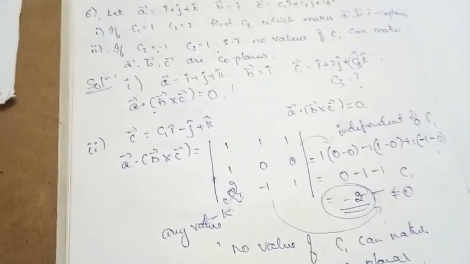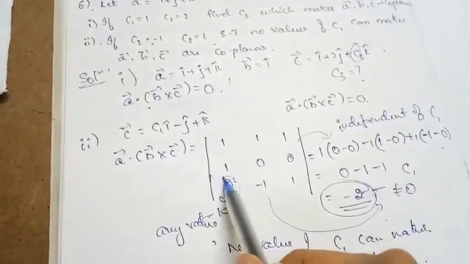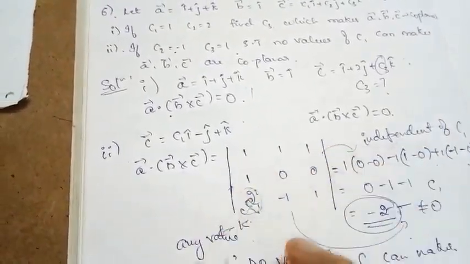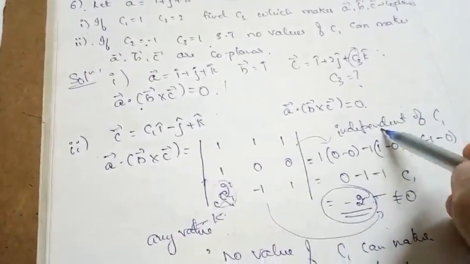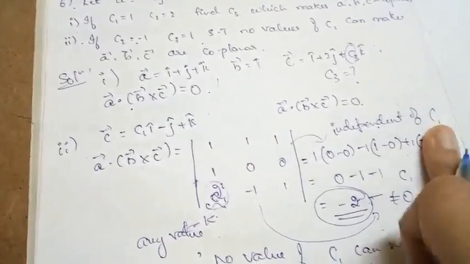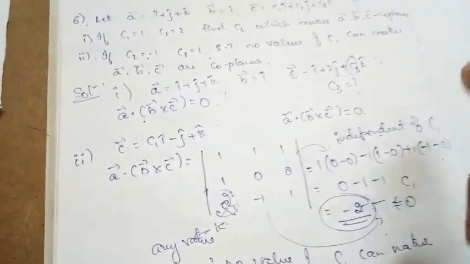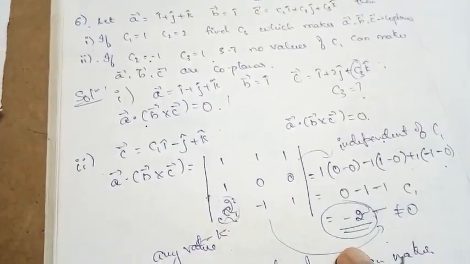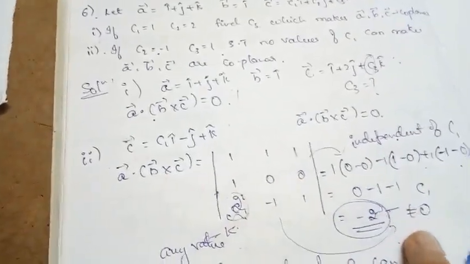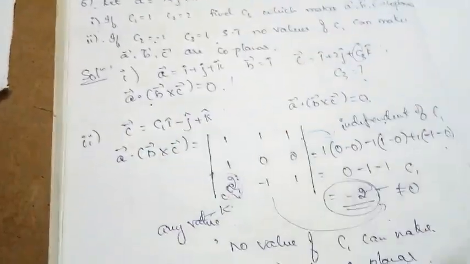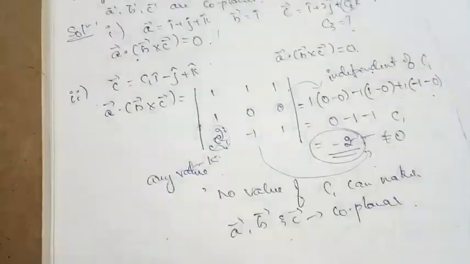So understand it carefully. In the place of C1, if you give any value, the determinant value is not equal to 0, because the determinant is independent of C1. The determinant value is not at all depending upon C1. So if you give any value, this value remains minus 2 itself, which is not equal to 0. When the scalar triple product is not equal to 0, then these three vectors are not coplanar.